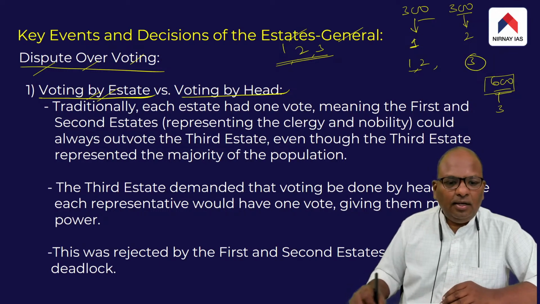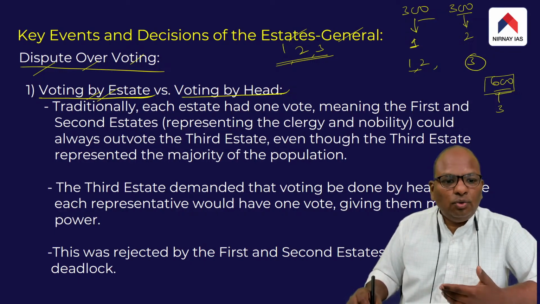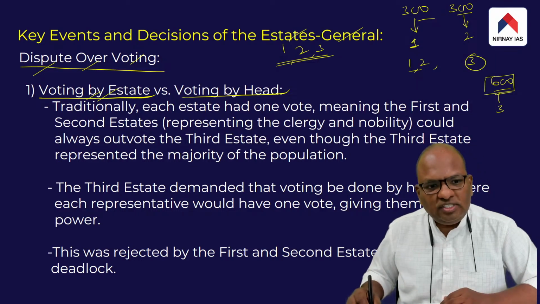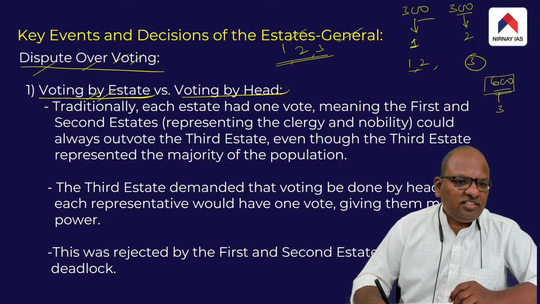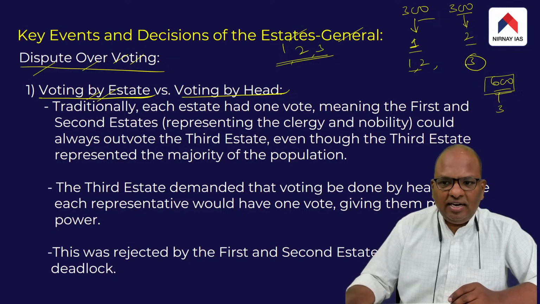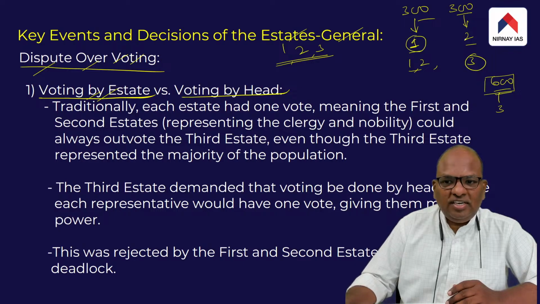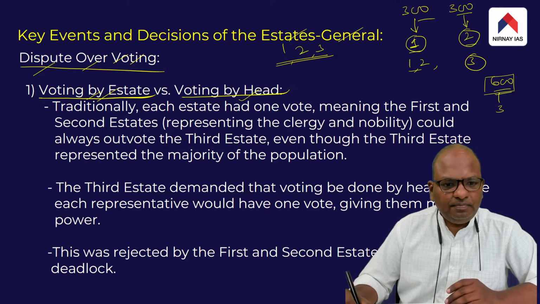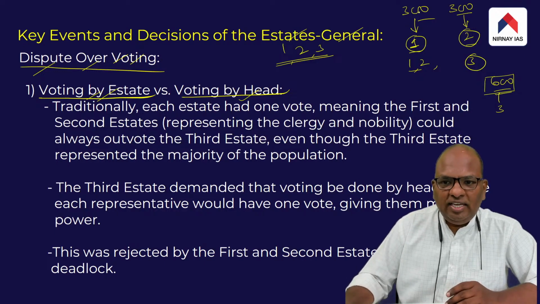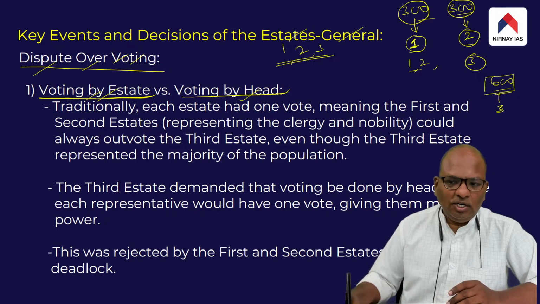Voting by estate means, for example, whether additional taxes should be imposed or not. Let me repeat this point once again. Immediately after the elections, the Estate General was summoned, and immediately a dispute broke out between the members of the three estates over voting. The members of the first and the second estate demanded voting by estate, whereas the members of the third estate demanded voting by head. What do you mean by voting by estate? It means the entire first estate will be considered as just one vote, the entire second estate as a second vote, and the entire third estate as the third vote.